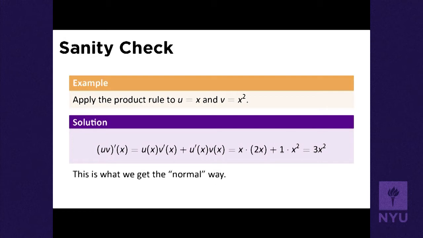Well, u is x, v prime is 2x, u prime is 1, and v is x squared. So the first term is x times 2x. The second term is 1 times x squared. So it's 2x squared plus 1x squared. Aha, they add up to 3x squared. And that's what we would get doing it the regular way. Okay, so at least we've shown that the product rule is consistent with other rules for differentiation.